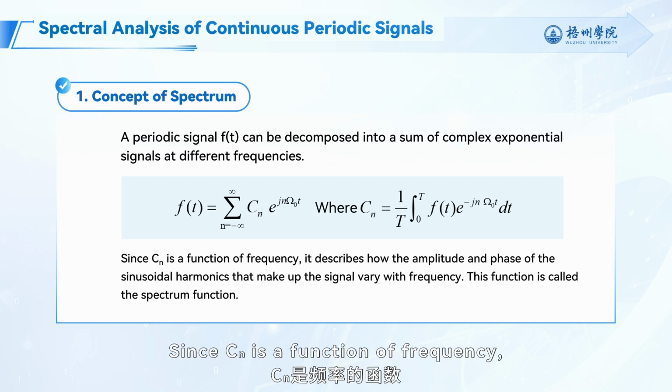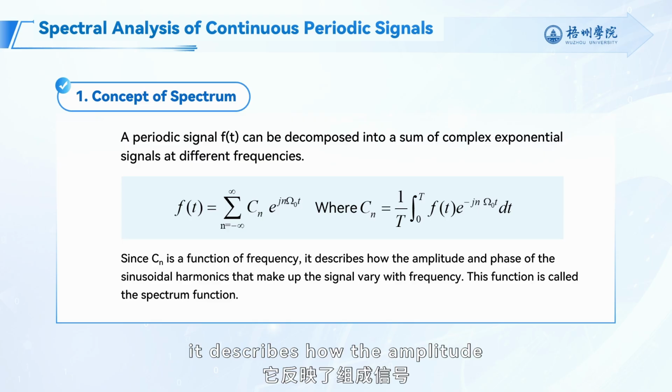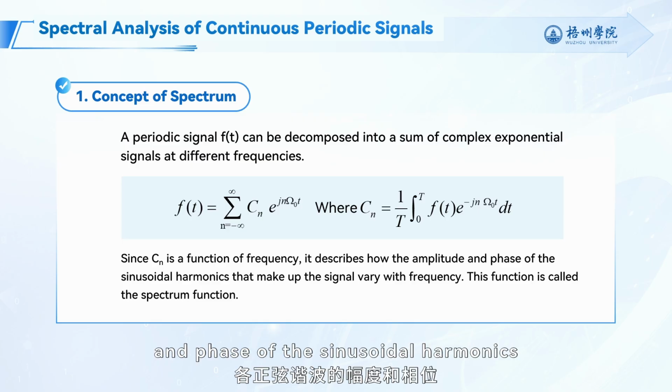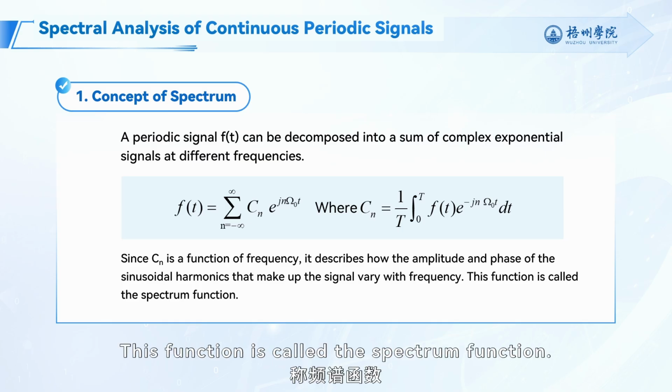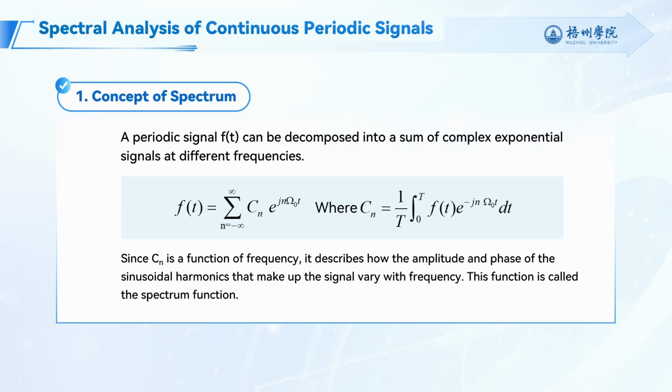Since Cn is a function of frequency, it describes how the amplitude and phase of the sinusoidal harmonics that make up the signal vary with frequency. This function is called the spectrum function.